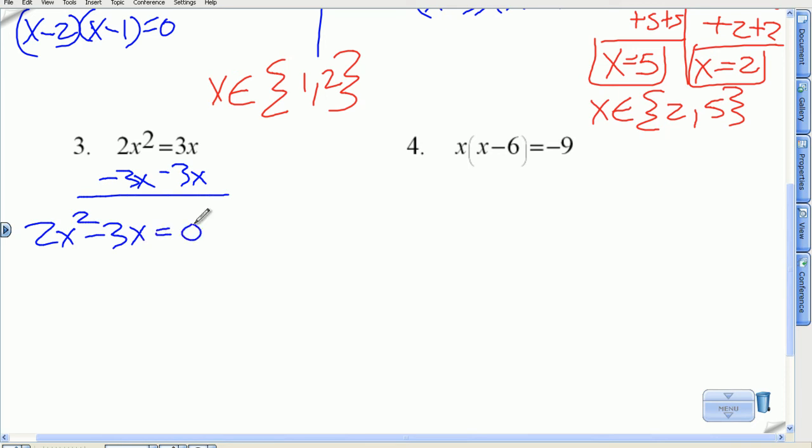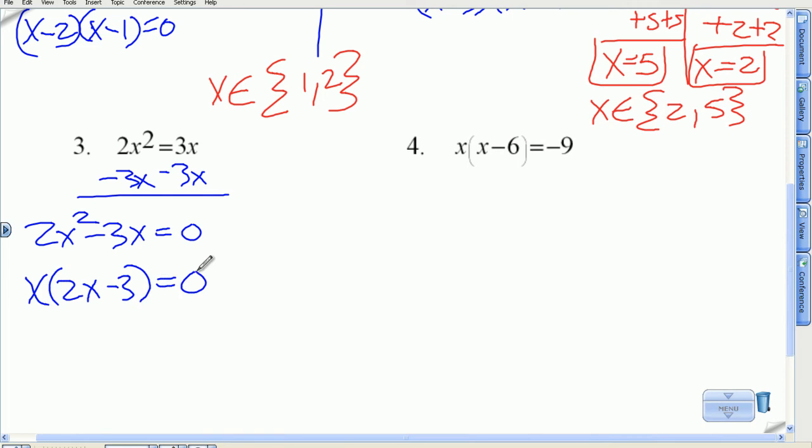It's not a trinomial, so it's either going to have a GCF or it's a difference of two squares. Start with GCF and see if you can take anything out. You'll notice that there's an x. 2x minus 3 is left over if I divide both terms by x. Now I go right to the t-chart.